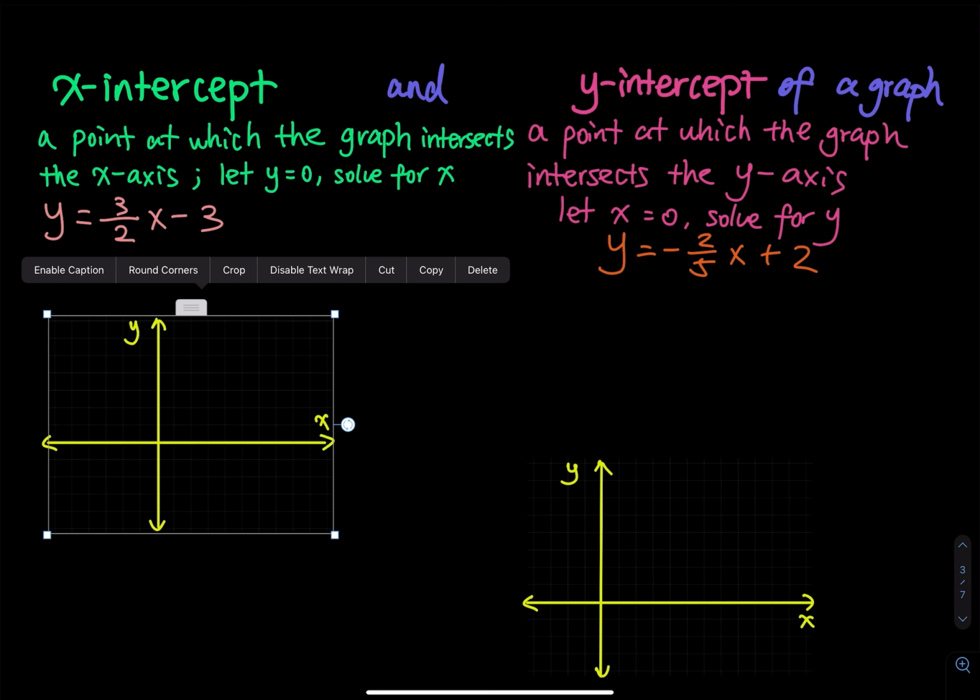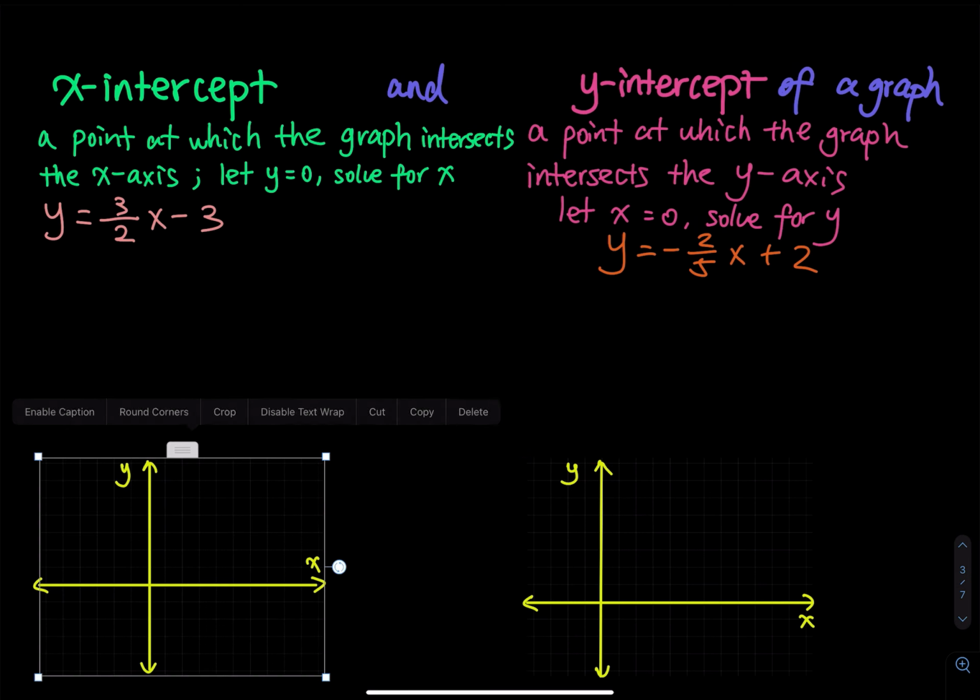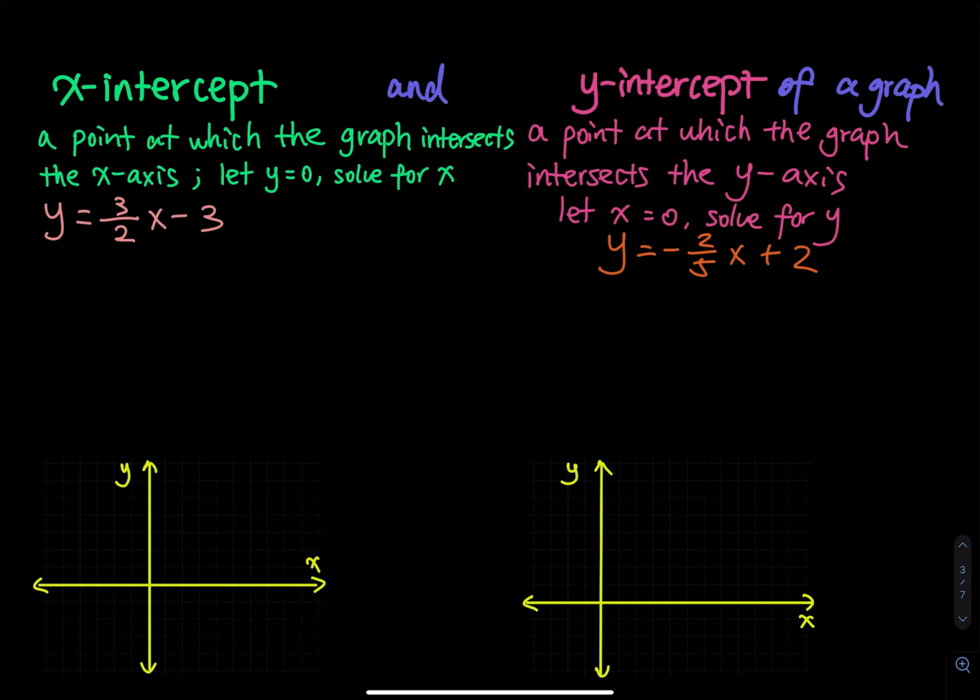So let's put this graph back, and then let's go ahead and read the y-intercept. The y-intercept is a point at which the graph intersects the y-axis. So we have a point on the y-axis, and at that point we have x equals 0. So let's find the x and y-intercept of the first equation. To find the x-intercept, I always write this down.